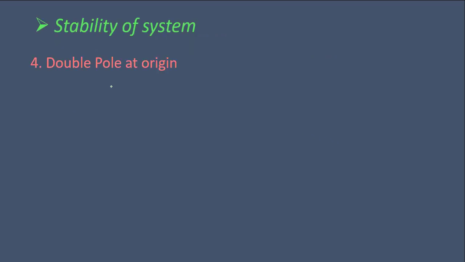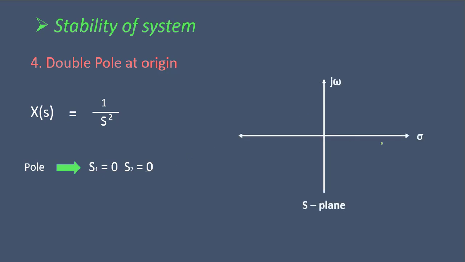Now let us see the fourth point. It is double pole at origin. That means if you have two poles at origin, we have the transfer function X(s) is 1 by s square. We will be having two poles, first pole at origin and second pole also at origin. So this is my S plane, sigma versus j omega. I have my first pole at origin and I have the second pole again at the origin. So I have two poles at origin.